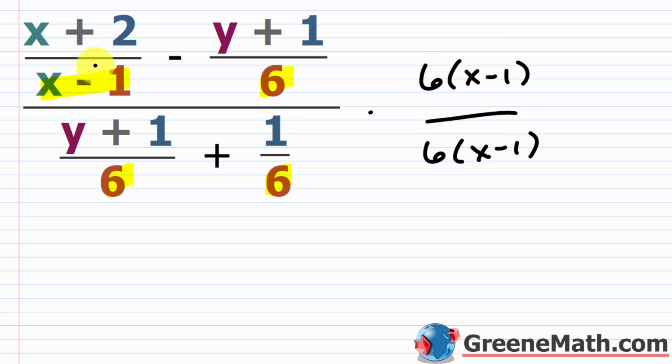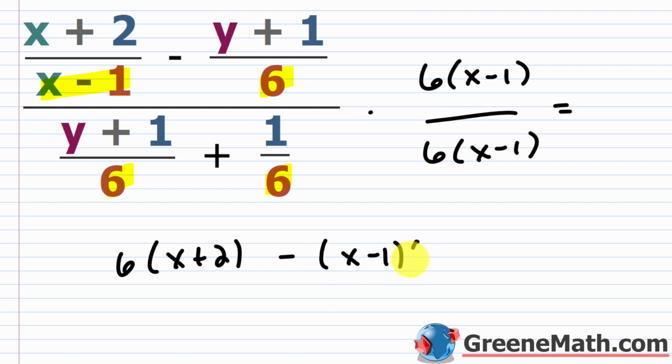So this guy right here, this times this guy, the x minus 1s are going to cancel. So you're going to have 6 times the quantity x plus 2, and then minus. For this guy, the 6s are going to cancel. So you're going to have x minus 1, and then times y plus 1. Now, I think I need brackets here because I'm going to have to subtract this whole thing away. I was trying to see if I could factor anything out, but it doesn't look like at this point that I can. So let's put this over.